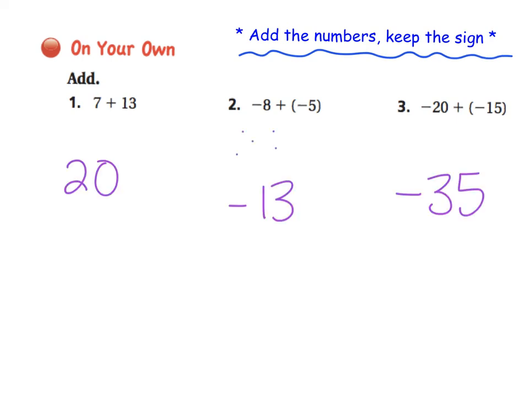For number 1, 7 plus 13 is 20. Number 2, negative 8 plus negative 5. 8 plus 5 is 13. They're both negative numbers, so our answer is negative 13. And number 3, negative 20 plus negative 15. 20 plus 15 is 35. Keep the sign, it's all negative, so our answer is negative 35.